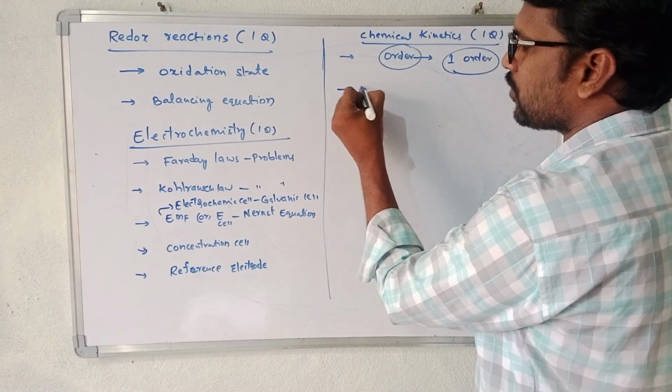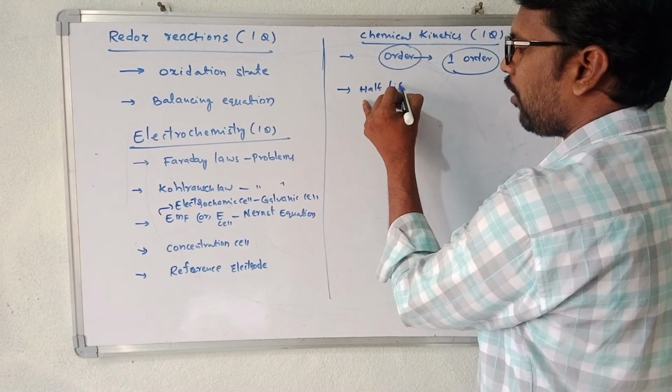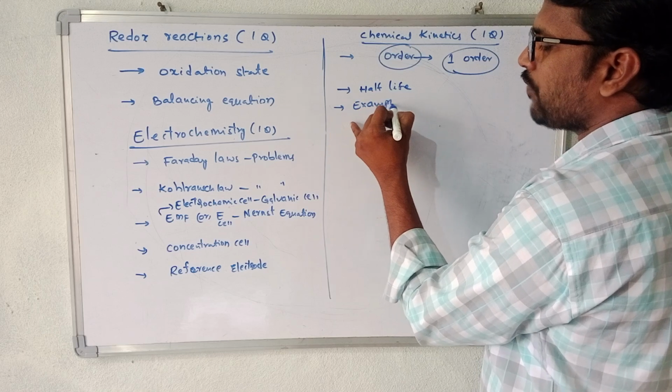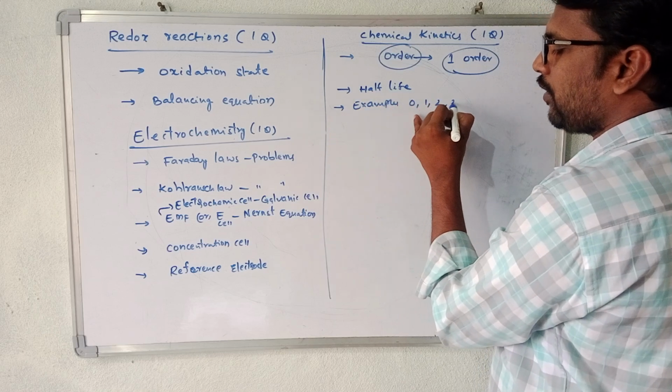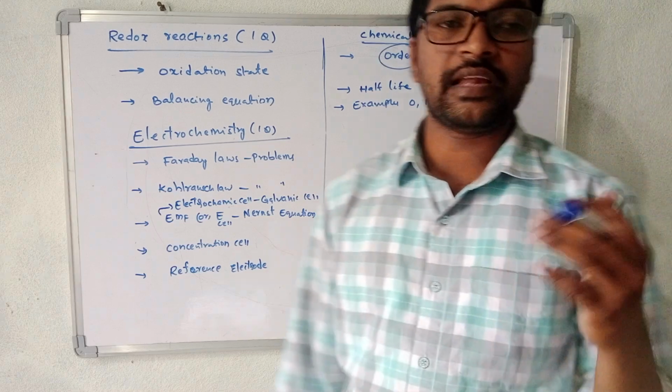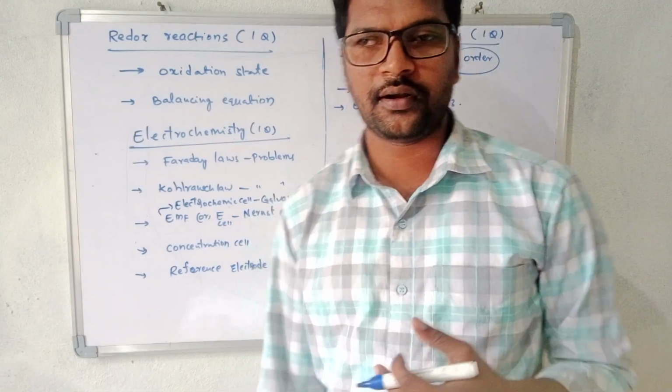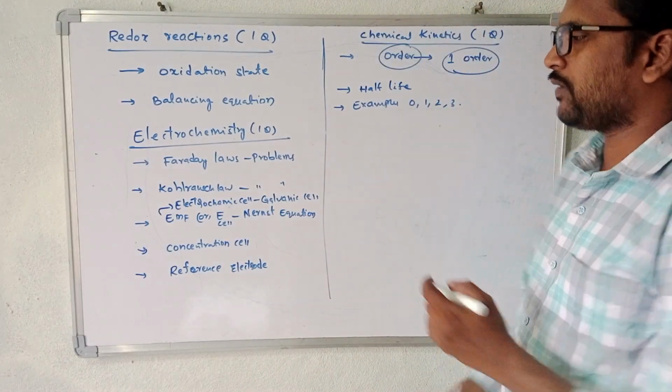And one more, you study half life of the reaction. Half life questions are also asked. And next you see examples for zero order, first order, second order, third order. In some cases a direct question is asked, like which of the following is a first order reaction, which of the following is a second order reaction. So in that case we can look at examples.